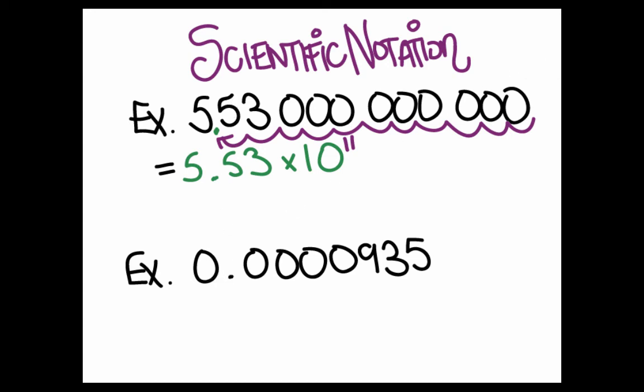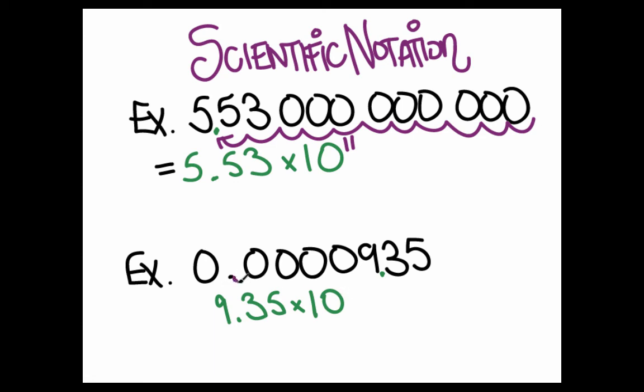Now let's try the example at the bottom. So the first step is you're going to put a decimal place right after the first significant digit. So then you would get 9.35 times 10 to the power of something. Now, automatically, when you look at this value, it's less than 1. So you know that it's 10 to the power of something negative.